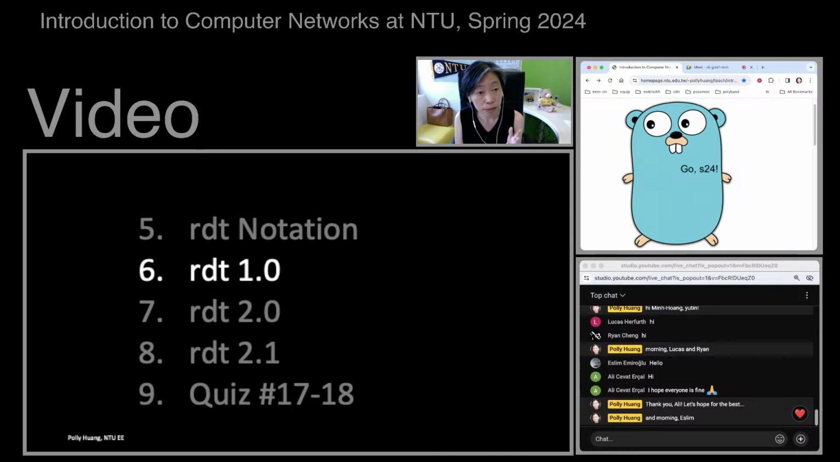And you know what? It's now 11:09, a perfect time to take a break. After the break, we'll start introducing the first version of RDT, using the finite state machine and using the function calls we introduced. All right, let's take a break.